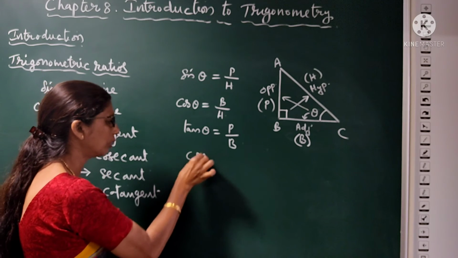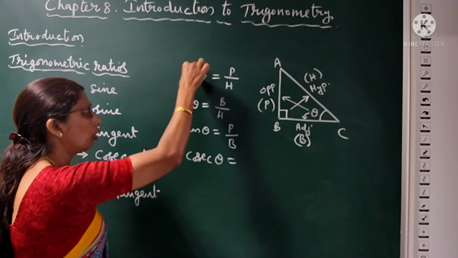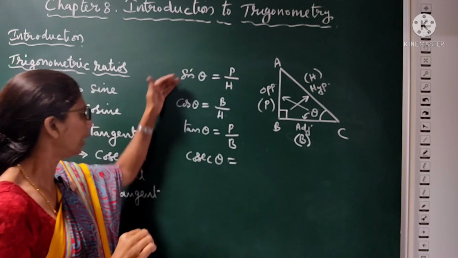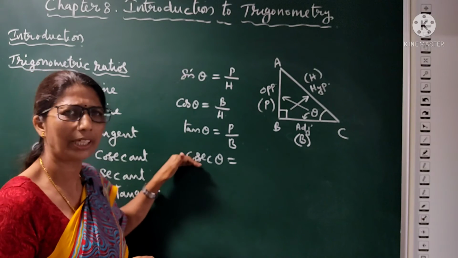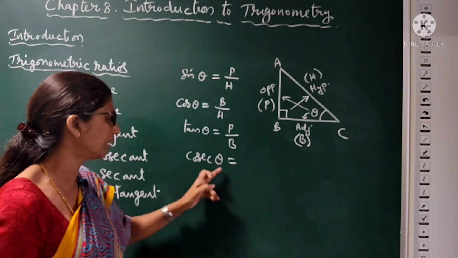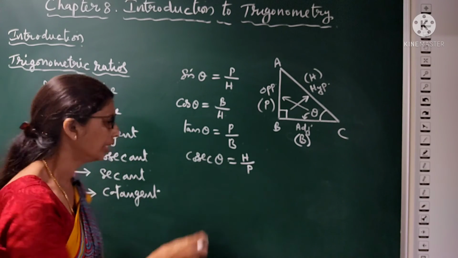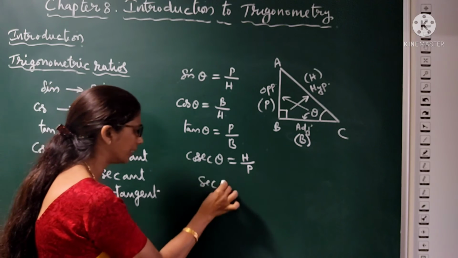The next one, cosec theta. Cosec theta is coming just opposite of sin theta. That means sin and cosec are having a relation. That means sin theta is P upon H, and cosec theta will come as H upon P.